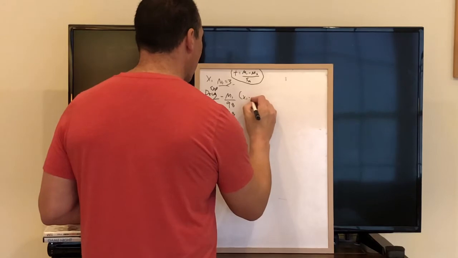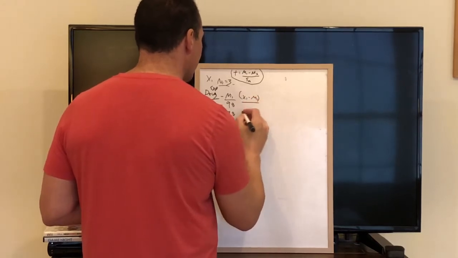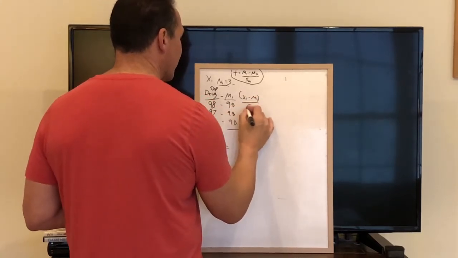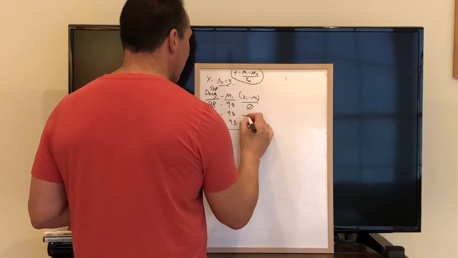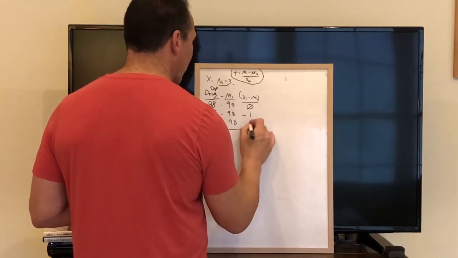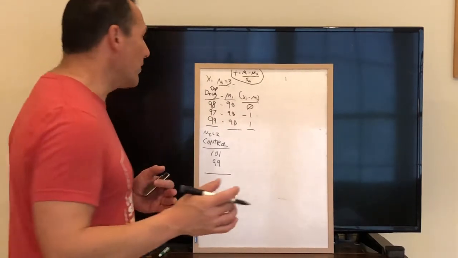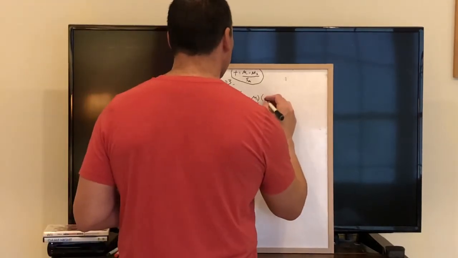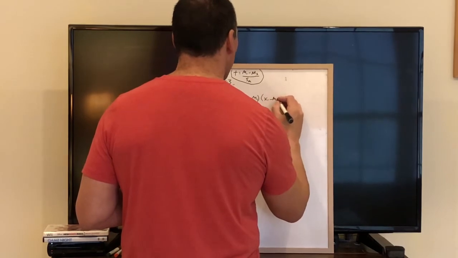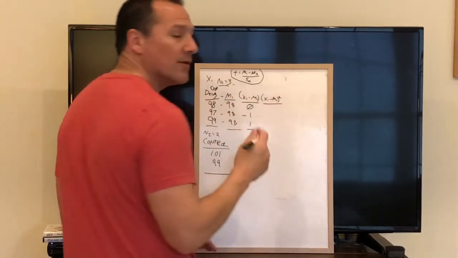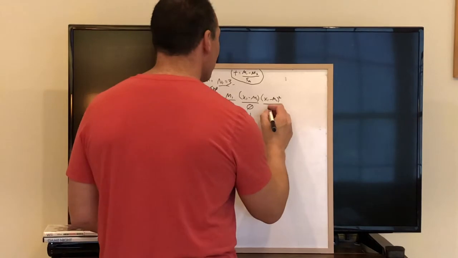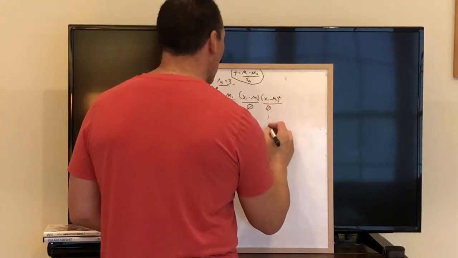Okay, x1 minus m1, deviation score. 98 minus 98 is 0. 97 minus 98 is -1, 99 minus 98 is +1. Okay, so that's our deviation scores. x1 minus m1 squared, so this is our squared deviation scores. Here we have 0, 1, and 1.